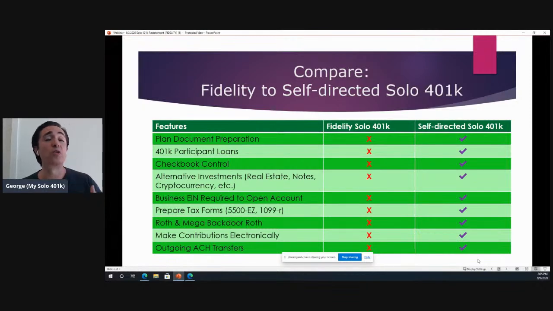Now, of course, you do need to have an EIN for the 401k, which we get as part of our services, but that's different. That's for the 401k, not for your business.